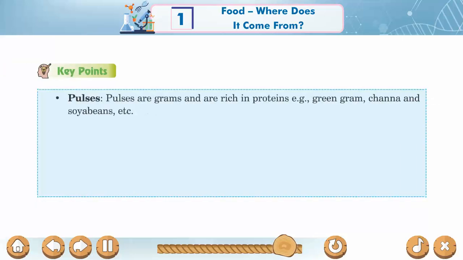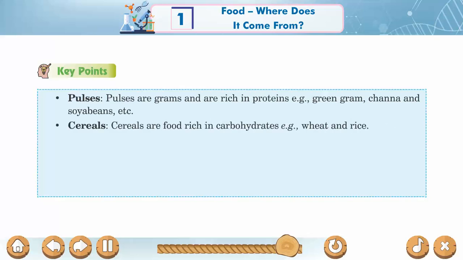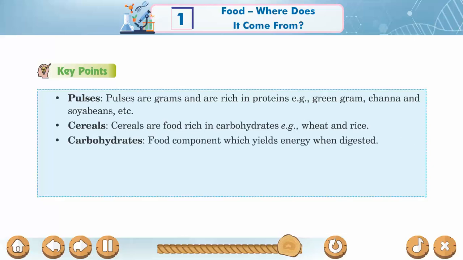Key points. Pulses. Pulses are grams and are rich in proteins. Examples: green gram, chana and soybeans. Cereals. Cereals are food rich in carbohydrates. Examples: wheat and rice.